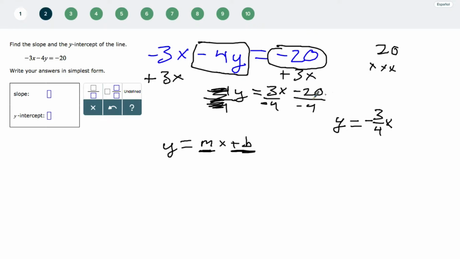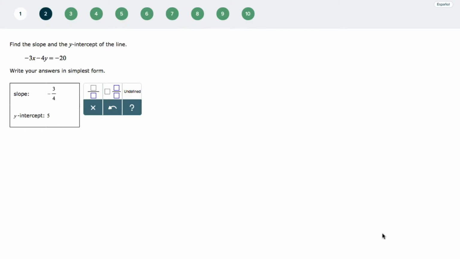And then negative 20 divided by negative 4 is a positive 5. So now we have our y-intercept. So we can just put that in as 5. And we also have our slope, the number right before the x. So we put that in here, negative 3/4. So on number 2, just solve for y. That's all you have to do.